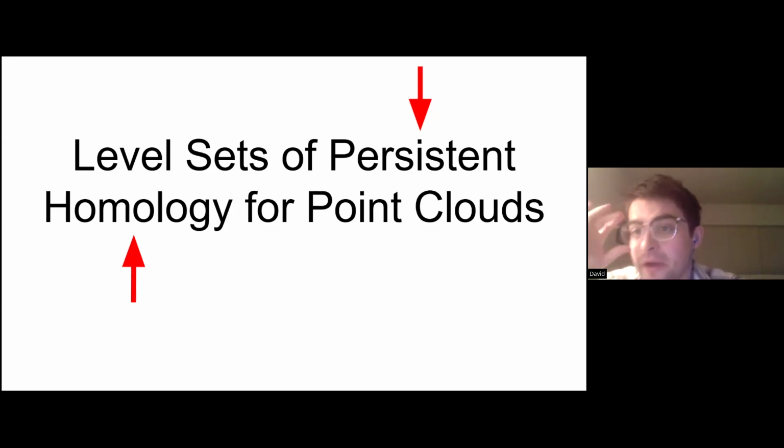But even without knowing what it is, the point of this talk from the title is there's this operation called persistent homology, and it can act on point clouds. And I'm interested in the level sets of persistent homology. So if I look at one particular output of persistent homology, what are all of the different point clouds coming in that give me the same output?